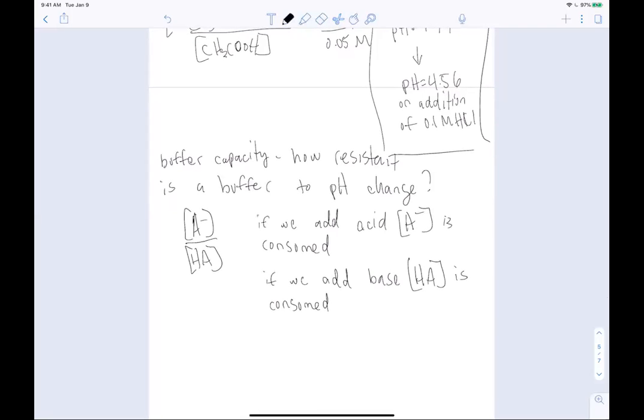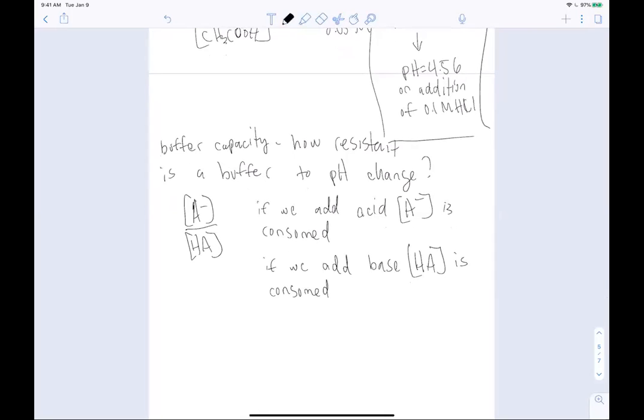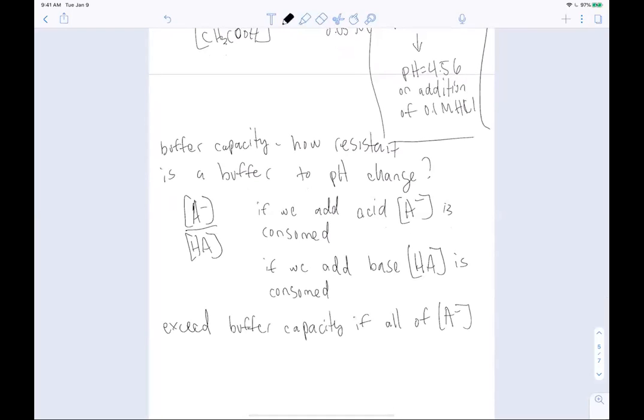But you'll exceed the buffer capacity when all of A minus or HA is consumed.